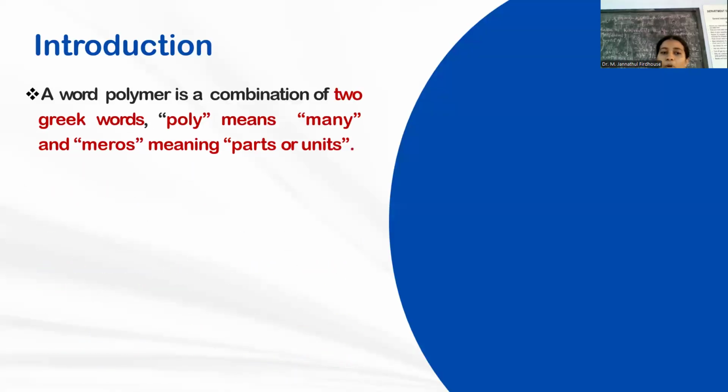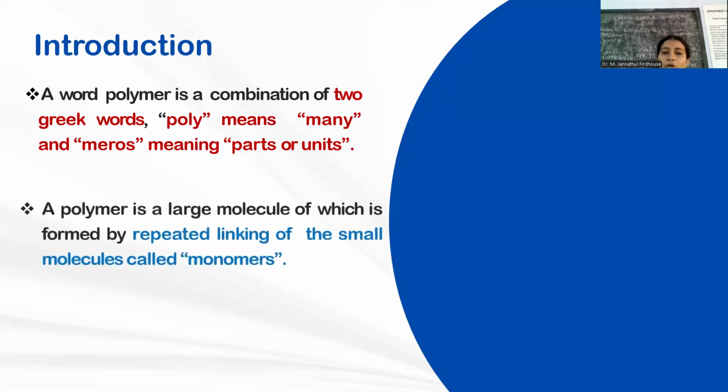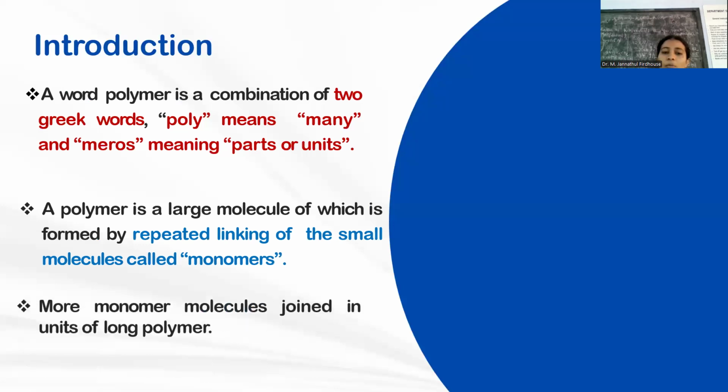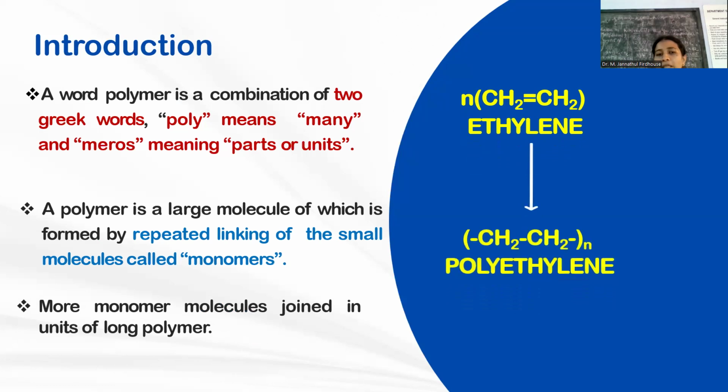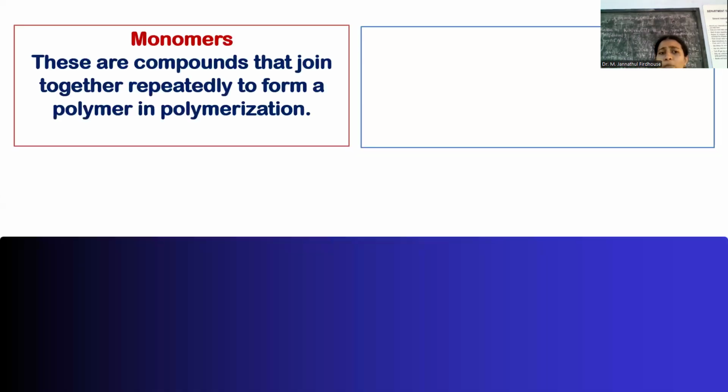What do you mean by the word polymer? It is a combination of two Greek words. Poly means many and mero means parts or units. A polymer is a large molecule which is formed by repeated linking of small molecules called monomers. Many monomer molecules join in units to form a polymer. For example, if you take an ethylene molecule n number of times, when it undergoes polymerization, it forms polyethylene.